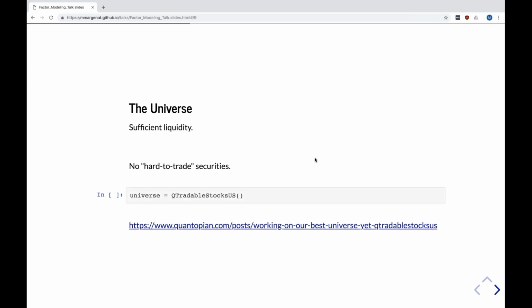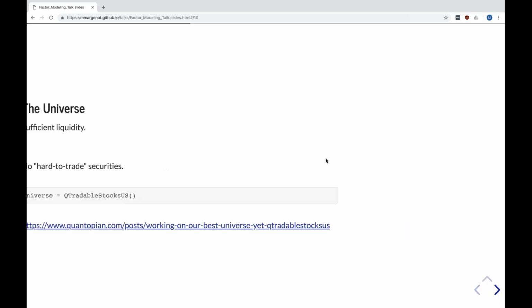If you're working on the Quantopian platform, we have this Q-Tradable Stocks US, which is this sufficiently liquid universe that we generally use in all of our algorithms and generally have our community use. And this includes filtering out these penny stocks, filtering out a lot of this hard to trade stuff, and you can just import it and use it in our back tester or in our research environment pretty easily.